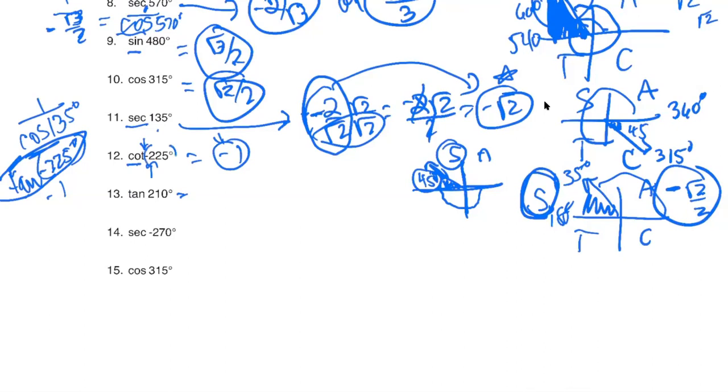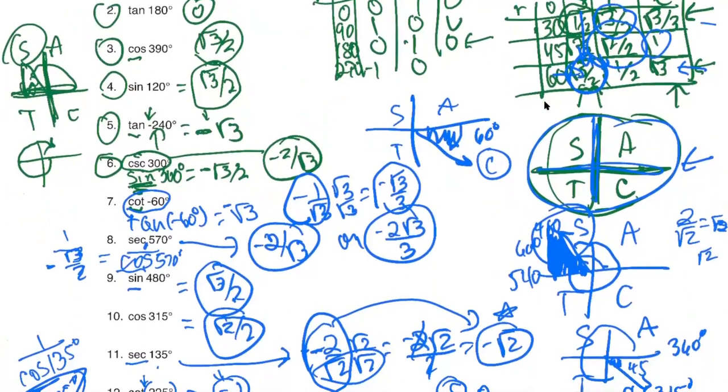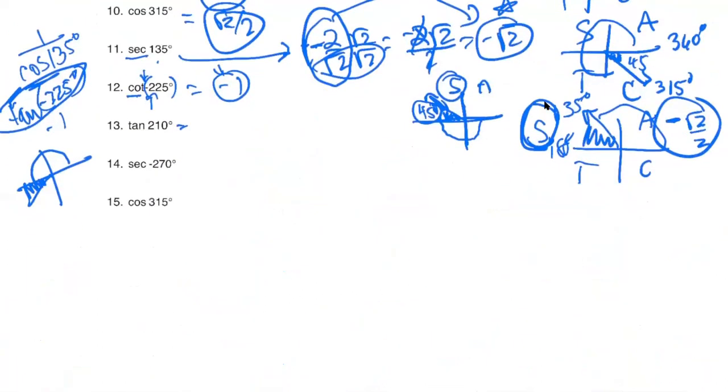All right, tan of 210. These really should be in parentheses. Tan of 210. 210 is a 30-degree reference angle. And the tangent of 30 degrees is right here, square root of 3 over 3. In the third quadrant, all students take calculus, tangent is positive. So the answer is square root of 3 over 3.